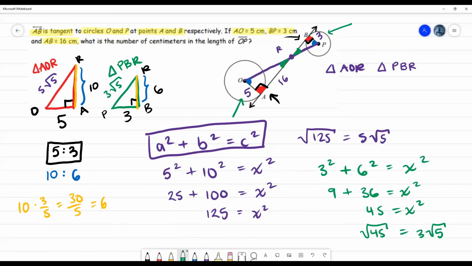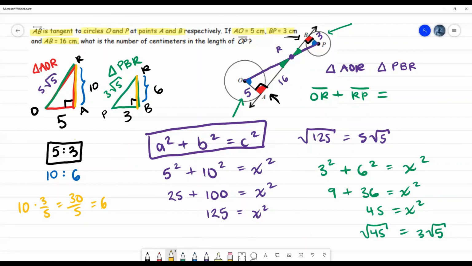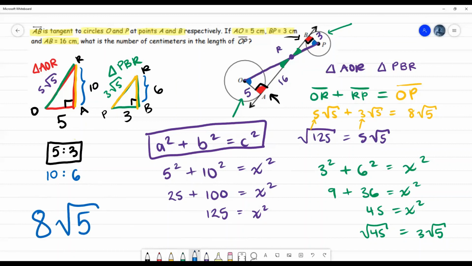The reason we're finding the hypotenuses is because in the diagram you can see that OP is made up of segment OR and RP. OR is the hypotenuse of triangle AOR, and RP is the hypotenuse of triangle PBR. Now that we've solved for both values, we can add them up to find the value of OP. OR is 5 square root 5, and RP is 3 square root 5. Because they're both square roots of 5, we can just add their coefficients. We get 8 square root 5, and that is our final answer. Let me write that down a little bigger right here. 8 square root 5 centimeters is our final answer.